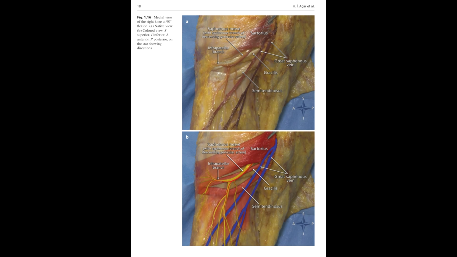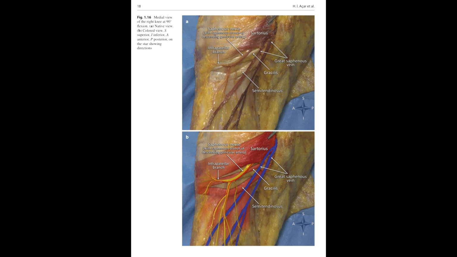The colored view, figure 1.16b, really brings these relationships to life. The nerve branches fan out like a yellow net across the knee, while the great saphenous vein is marked in blue. The artery traveling with the nerve provides small cutaneous branches and is part of the rich anastomosis around the knee, ensuring collateral circulation even when major vessels are compressed in flexion.